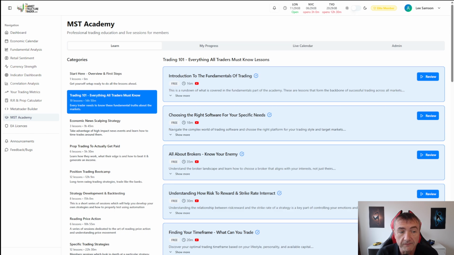So we'll start off with the sections within the Academy. It's broken down into 9 main sections. You can see on the left-hand side here, we have the sections listed. We've got the Trading 101, which is everything every trader needs to know. It's all the basics, the fundamentals you need to know about how markets work and why they move.